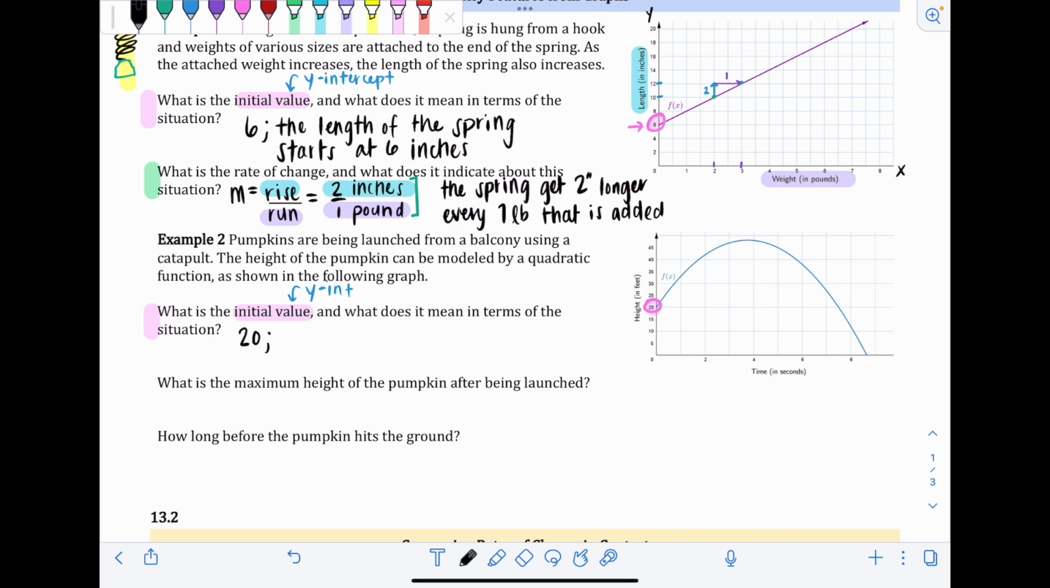And then now we just want to think about what that means in the context of this problem. So it says that the pumpkins are being launched from a balcony. So that balcony must be 20 feet above the ground because it says on the y-axis that the y-axis represents the height. So depending on the height of the point, that must represent how high the pumpkin is above the ground. So we can say the balcony is 20 feet above the ground.